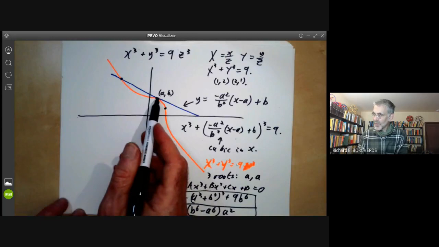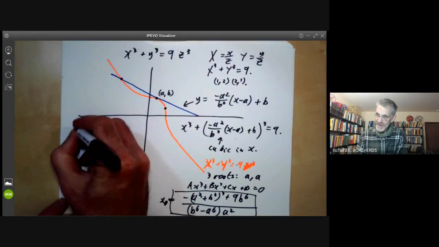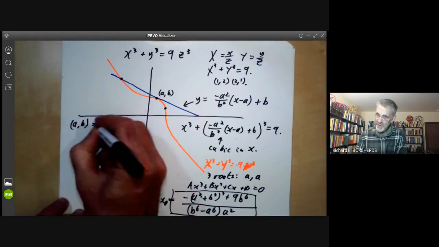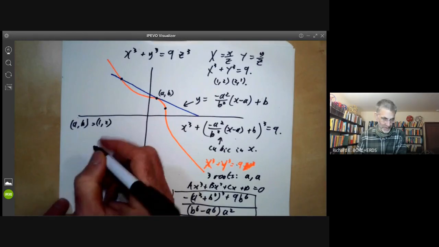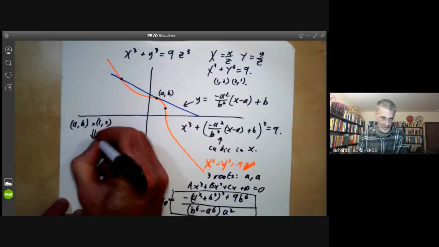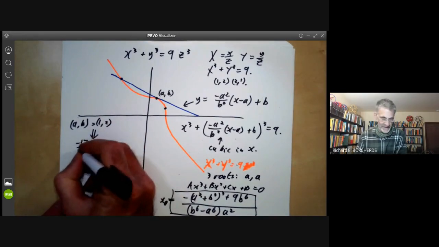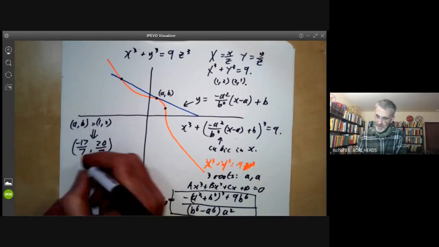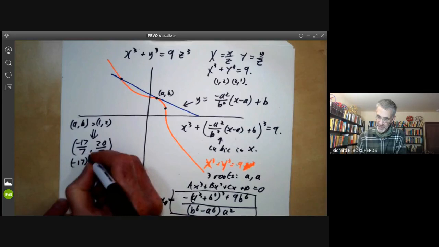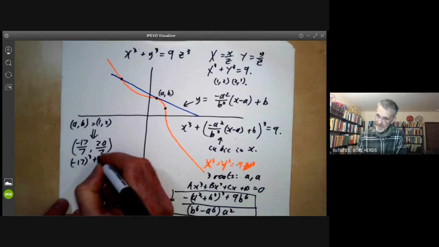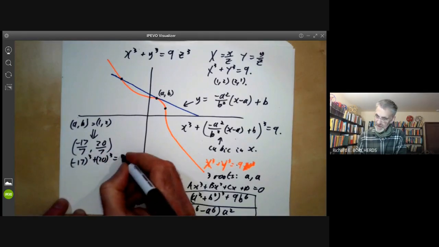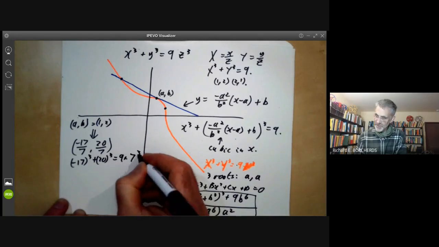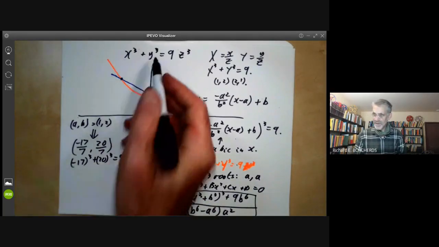So if we found one root, we can now find another. So let's take a, b to be the root we already know about, 1, 2. Well, this gives us the root minus 17 over 7, 20 over 7. So we find minus 17 cubed plus 20 cubed equals 9 times 7 cubed. So we found another solution of this.